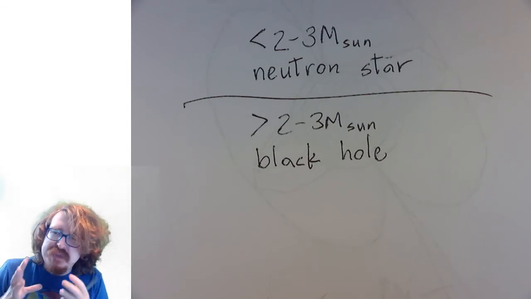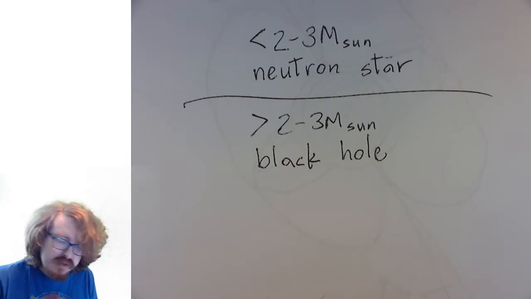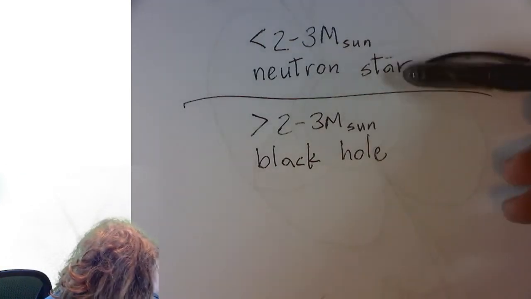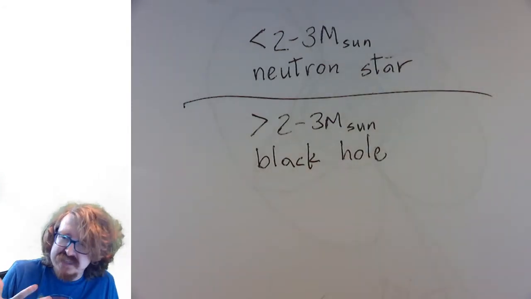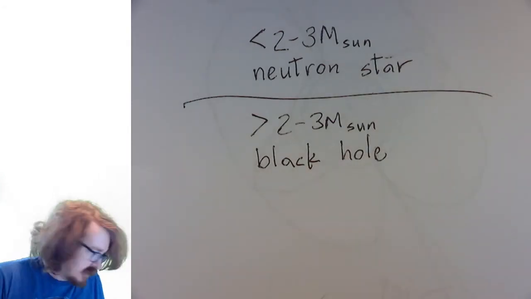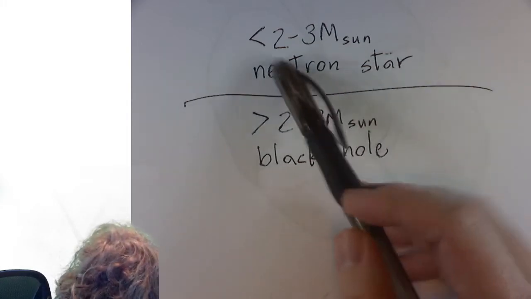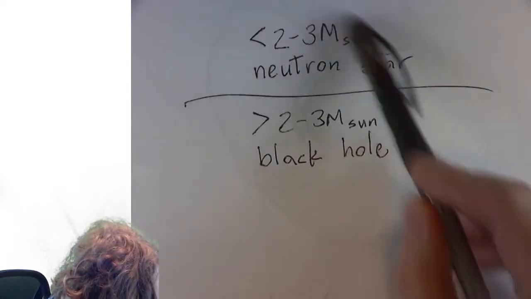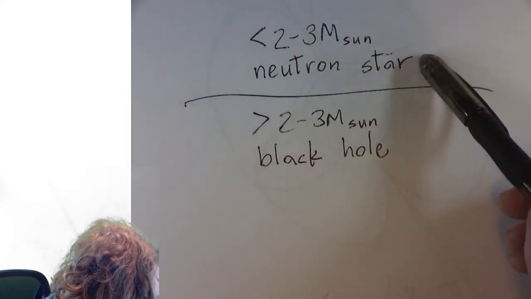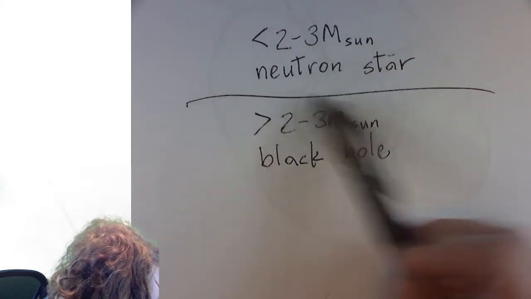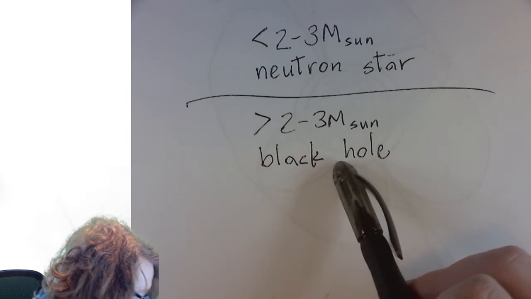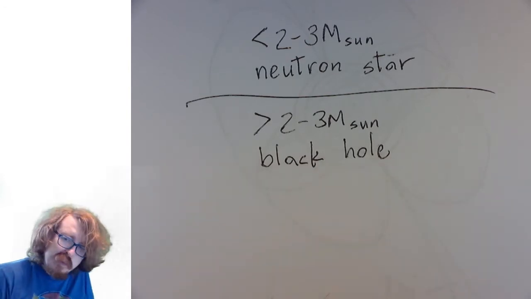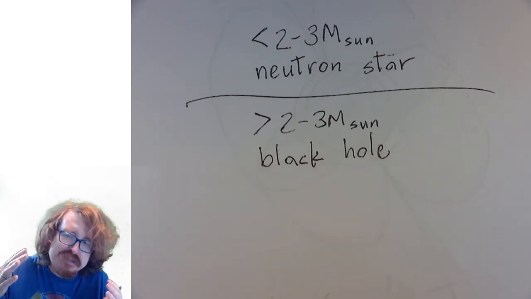Depending on how much material is left over in that core, you're either going to get a neutron star or a black hole. And it's just the mass that's left behind that determines which one you're going to get. If you leave behind less than 2 to 3 solar masses, you have a neutron star. But if you leave behind more than 2 to 3 solar masses, you get a black hole. Okay, so what we're going to be talking about today is black holes.